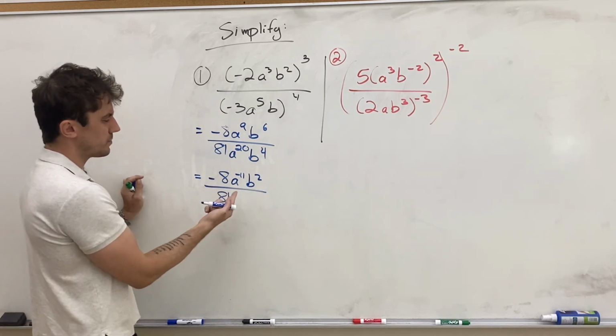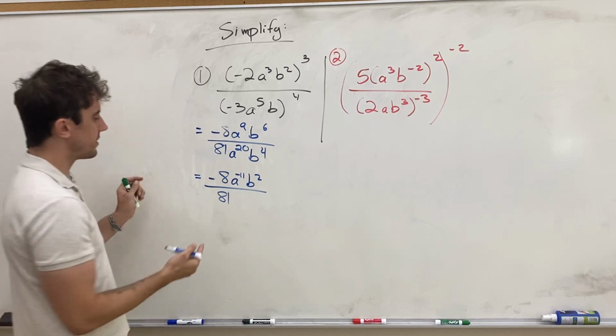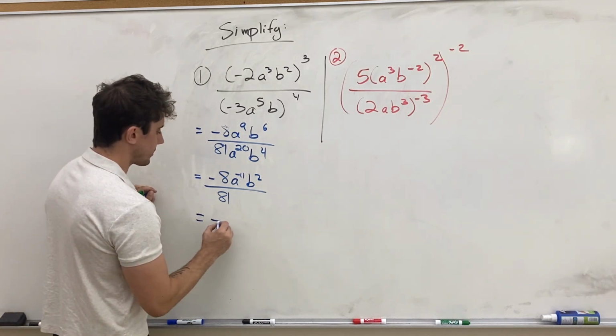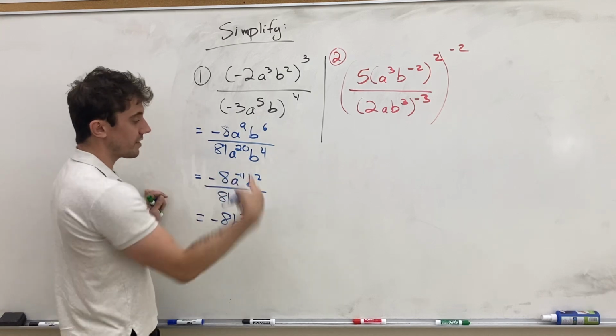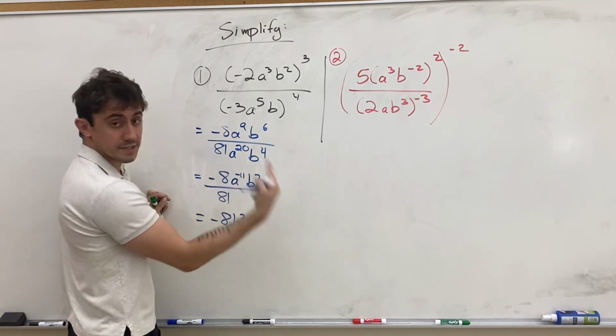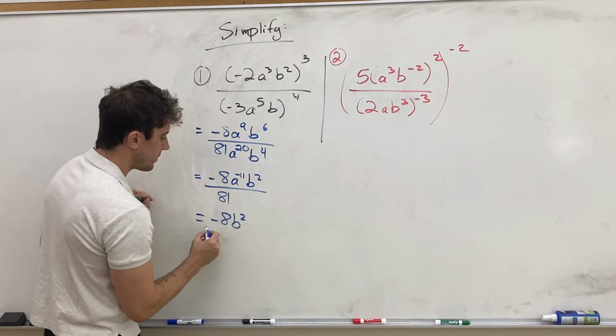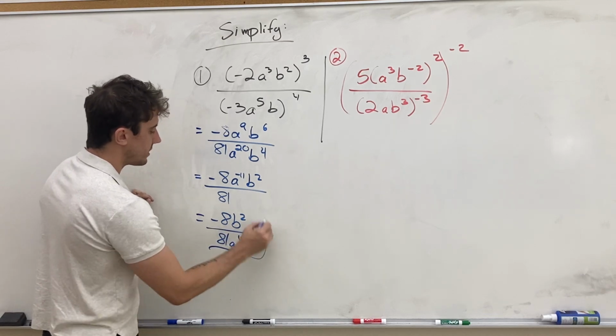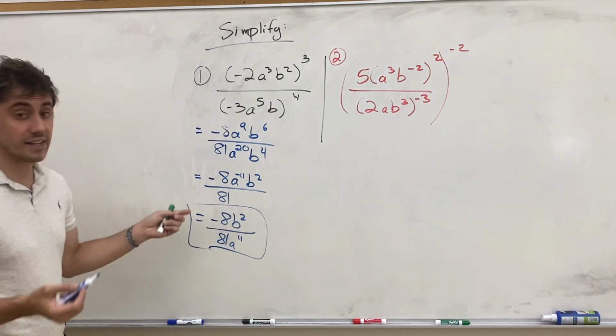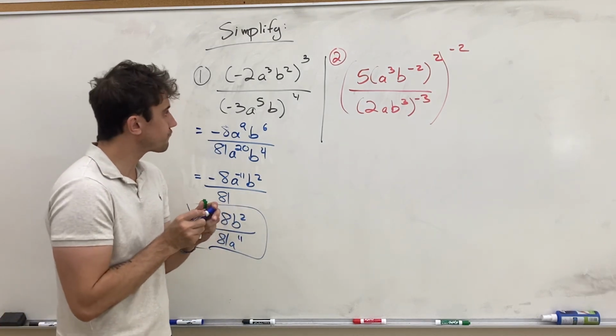And now, oftentimes we don't love ending off with negative exponents, and so I would personally write this as -8b squared, and the a to the -11 would flip, right? A negative exponent just flips it to the bottom, and so we would have 81 a to the positive 11 in our denominator. And that's our simplified expression, okay?